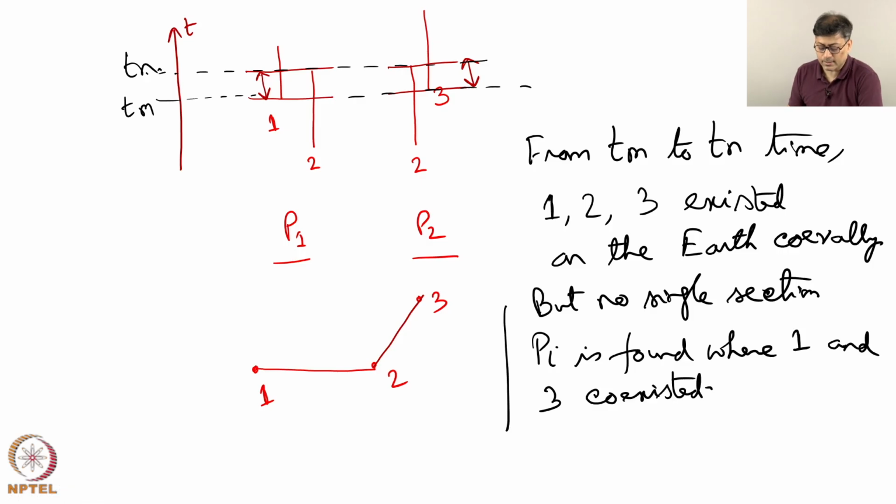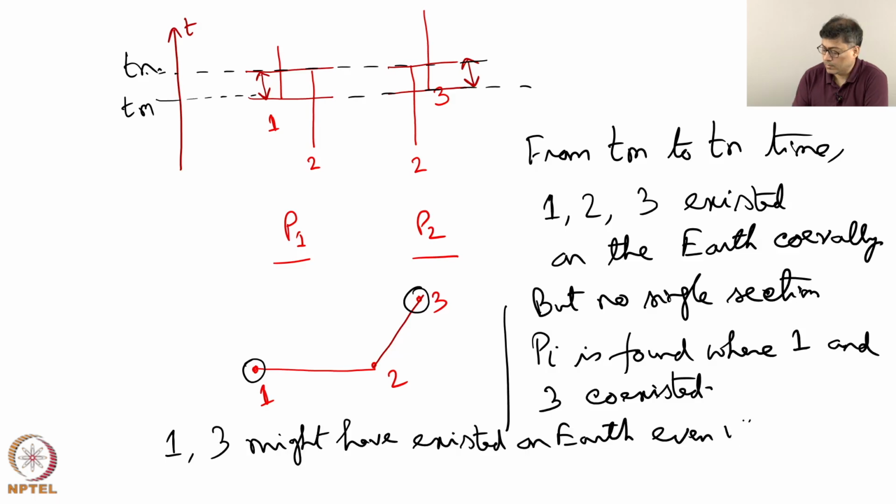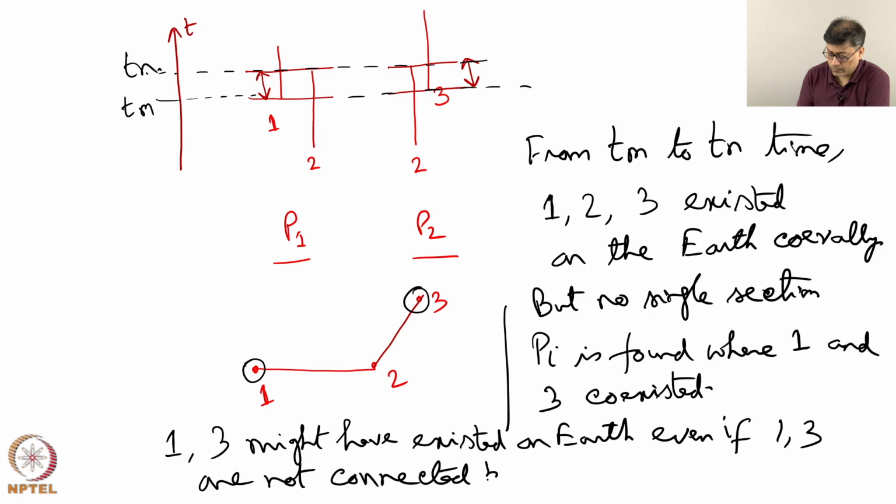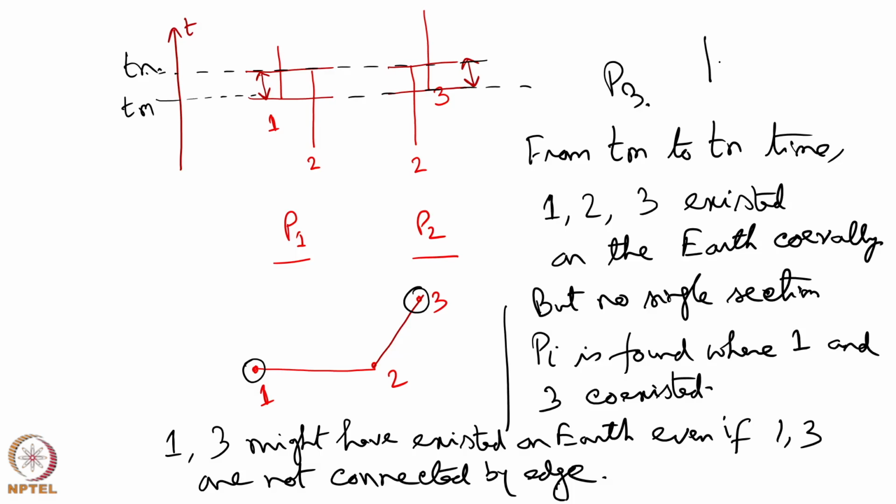So, from the coexistence graph, what we can say is that the taxa represented by vertices which are not joined might have existed in the past on the earth at the same time. So, I can write here 1 and 3, even if 1, 3 are not connected by edge. And now imagine some section P3 is found where we find that 1 and 3 coexisted for some time. Say this is the one. Once it is found, then only I can join 1 and 3.